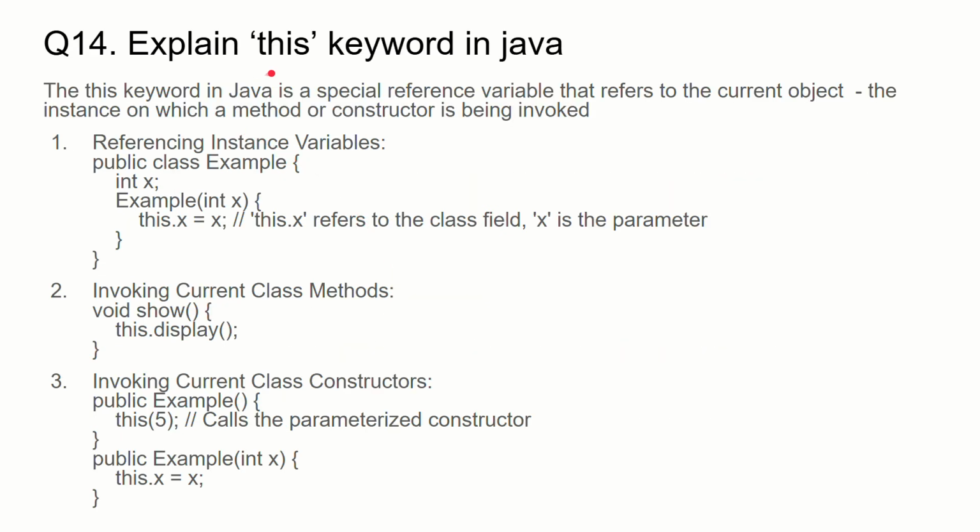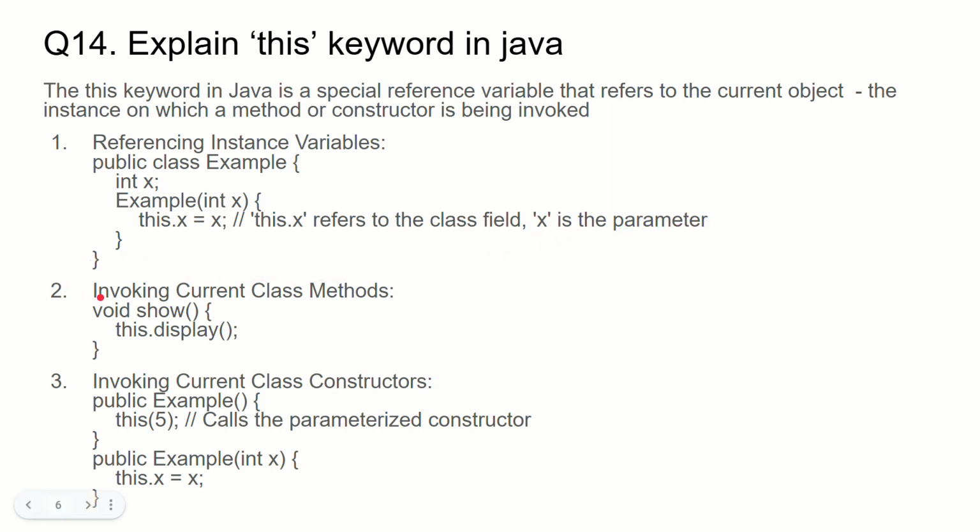Another question would be on a very important keyword, which is the this keyword in Java. So the this keyword refers to the current object within a method or constructor, helping distinguish between instance variables and parameters. So this keyword in Java is a special reference variable that refers to the current object. There are three use cases of this keyword. First is referencing instance variables. So here we can see this.x. Here this.x actually refers to the class field, which is x, and equal to x is the parameter.